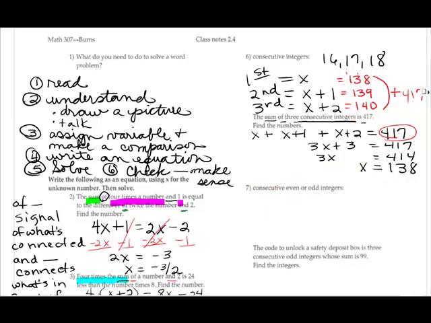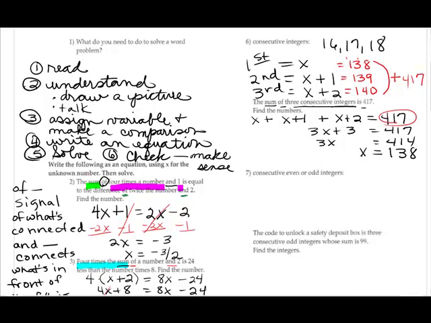With number 7, it's going to be similar to here, except it says even or odd. So let's look at some even numbers. So if I have, let's say, 10, the next consecutive would be 12. The next consecutive would be 14. If I start with odd numbers, let's say 21, the next consecutive would be 23, then 25. So let's look at what the first, the second, and the third look like.